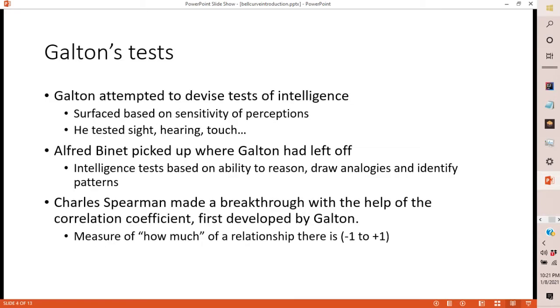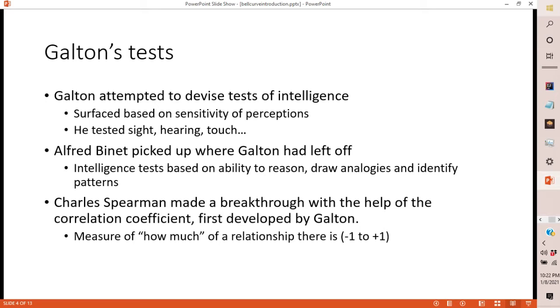So Sir Francis Galton was one of the first people that attempted to devise tests of intelligence. And he made these tests based on sensitivity of perceptions, the 5 senses that we have. And actually there's way more. There's research that we have way more than 5 senses, of course. Hearing, sight, touch, taste.